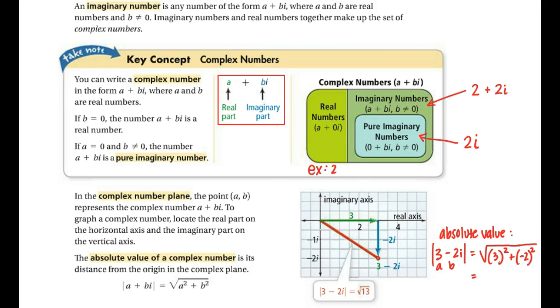So take a look at the bottom right here. I rewrote the expression, the absolute value of 3 minus 2i. The a is the 3 and the b is the negative 2. So from there we just need to square the 3, so 3 squared, and then square the negative 2, so negative 2 squared. And when we add those together we have 9 plus 4, and the square root of 13 simplified. So that would be the absolute value of the complex number 3 minus 2i.